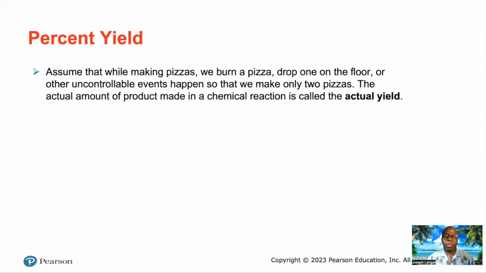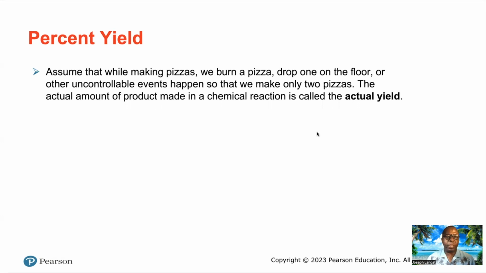Percent yield is determined using the actual yield. This is what you will actually make. Let's say, for example, if something happened, maybe we burn one of the pizzas and we remain with two. We expect to get what? 3 pizzas. But let's say we burn one and just toss it in the trash can. So we end up with 2 instead of 3. We call the 2 the actual yield. So assuming that while making pizza, we burn 1, we drop 1 and the 2 remain.